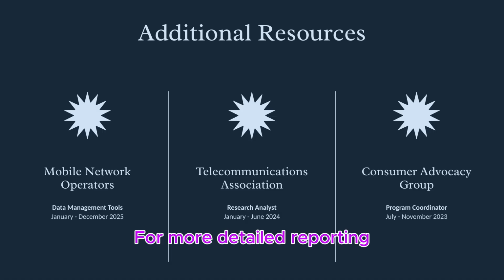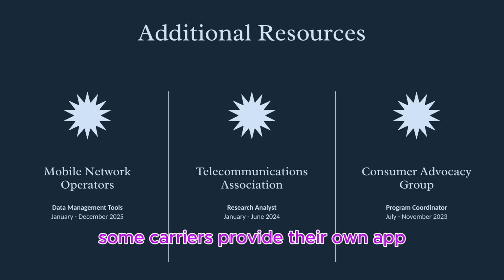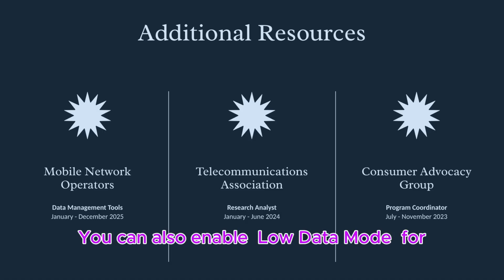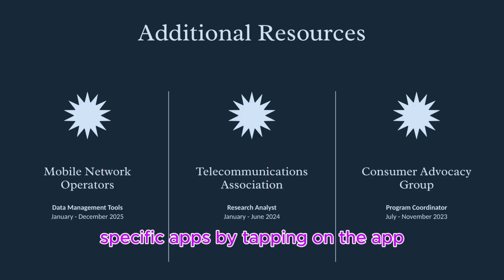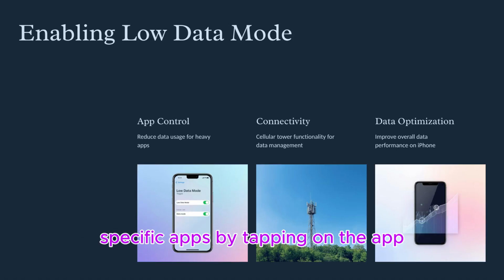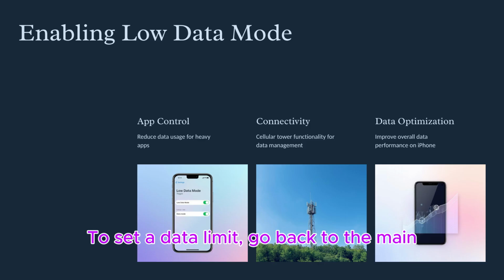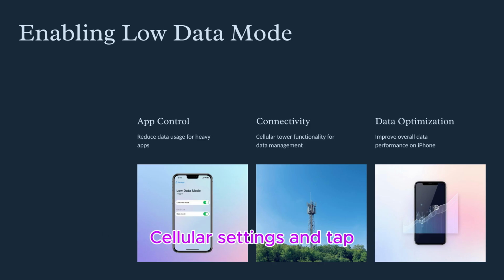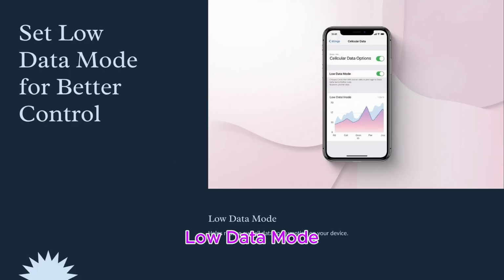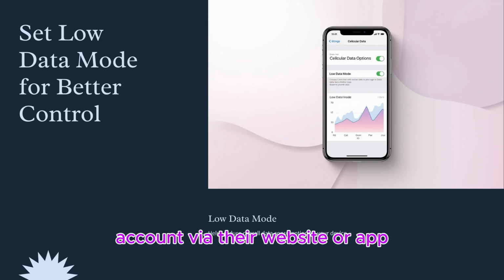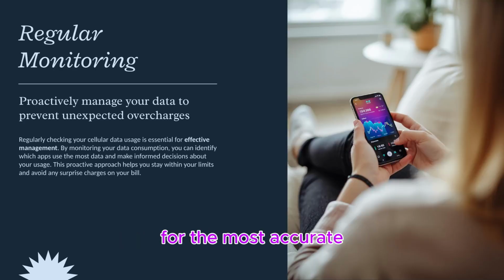For more detailed reporting, some carriers provide their own app. You can also enable low data mode for specific apps by tapping on the app name in this list. To set a data limit, go back to the main cellular settings and tap Cellular Data Options. Enable low data mode here to reduce overall usage. For a complete overview, check your carrier's account via their website or app for the most accurate bill-aligned data totals.